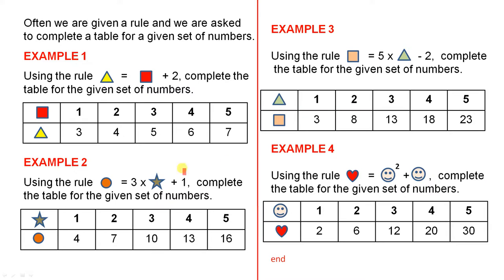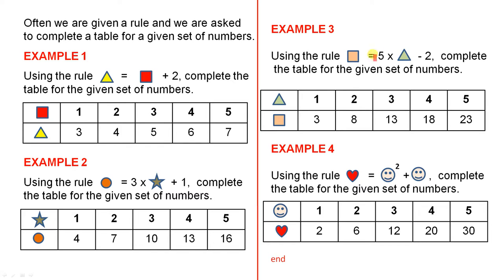Example 2. Using the rule circle equals 3 times star plus 1, complete the table for the given set of numbers. So the circle is 3 ones are 3 plus 1. That gives you 4. 3 twos are 6 plus 1 is 7. 3 threes are 9 plus 1 is 10. 3 fours are 12 plus 1 is 13. And 3 fives are 15 plus 1 is 16.